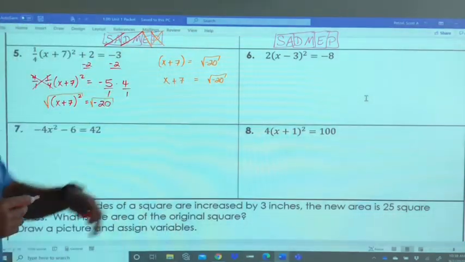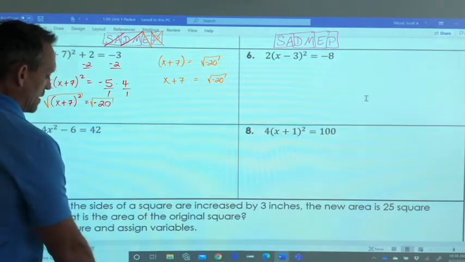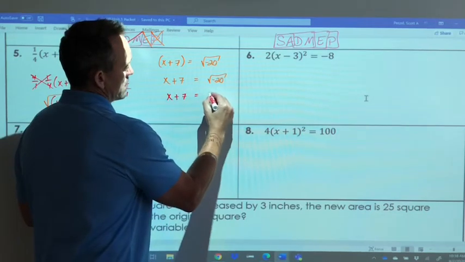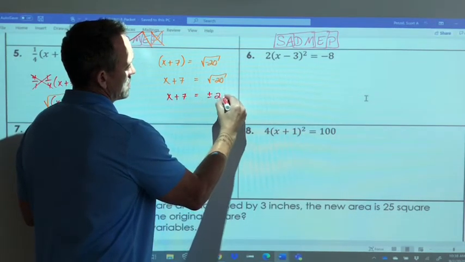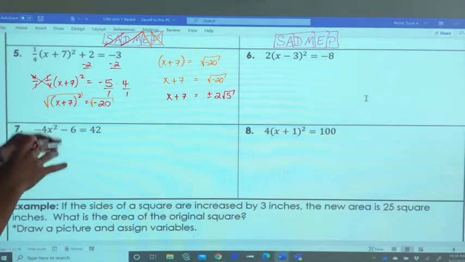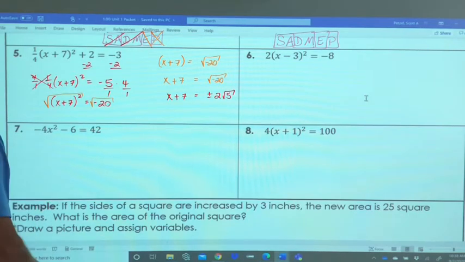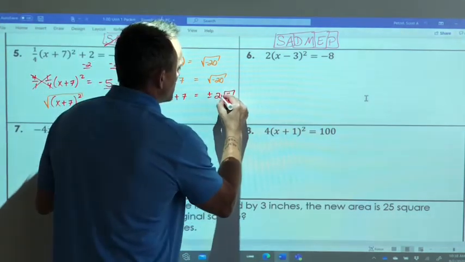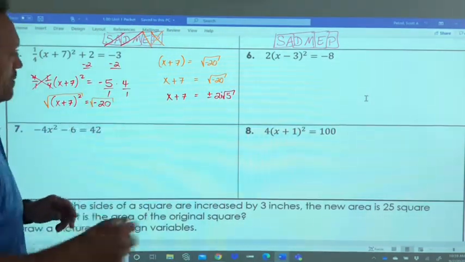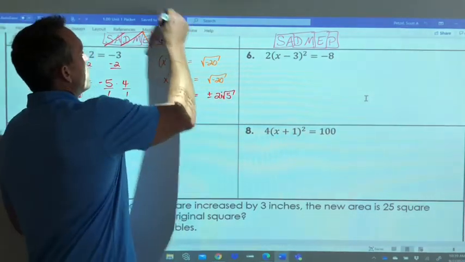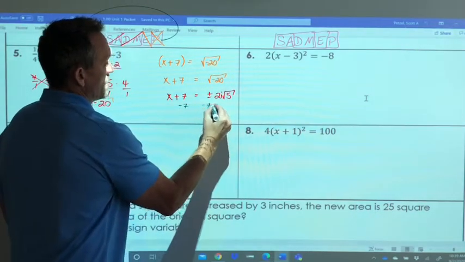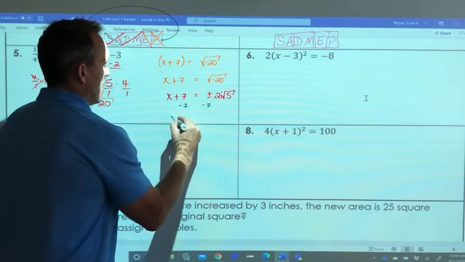Now we've got all the way through reverse PEMDAS. I advise you to simplify this first. So now I have x plus 7 equals plus or minus 2i root 5. That's how that simplifies. I'm not going to keep going through every one of those. You should be able to do that. Once you run out, you loop back around. This is being added, so I'm going to subtract it. Now I have my x.